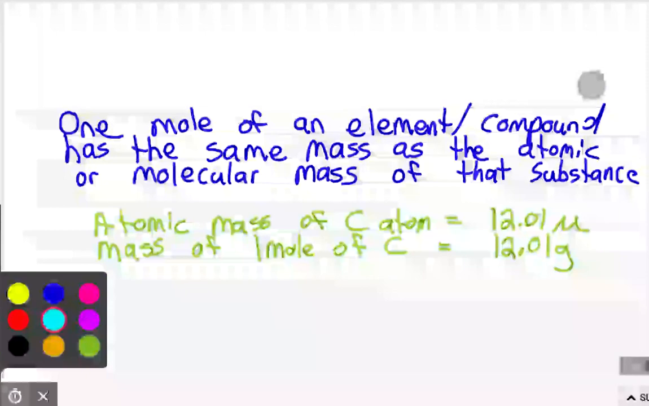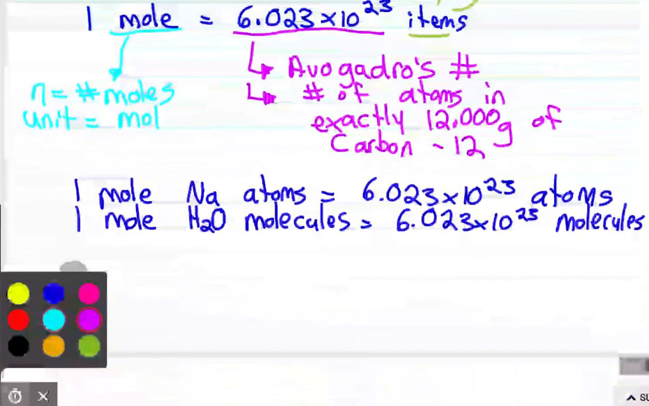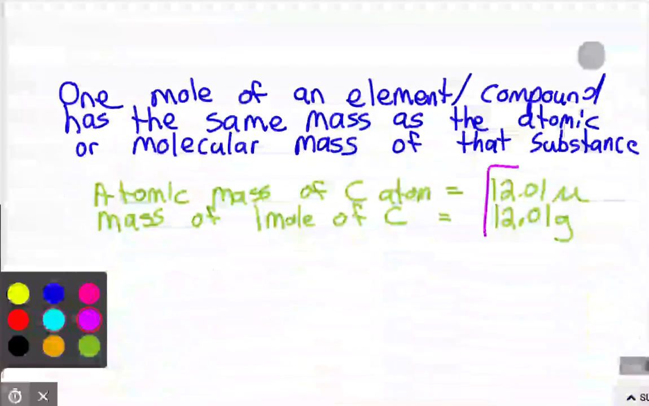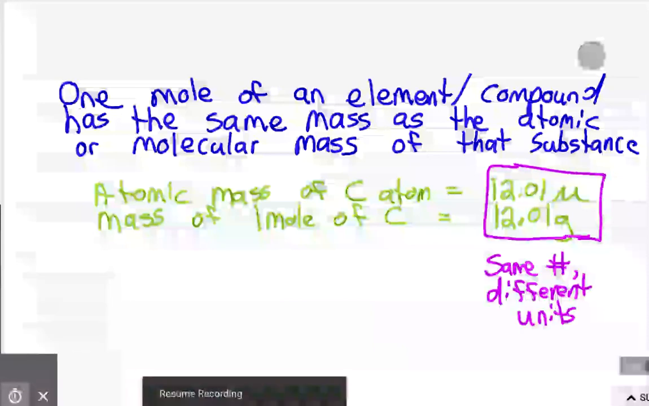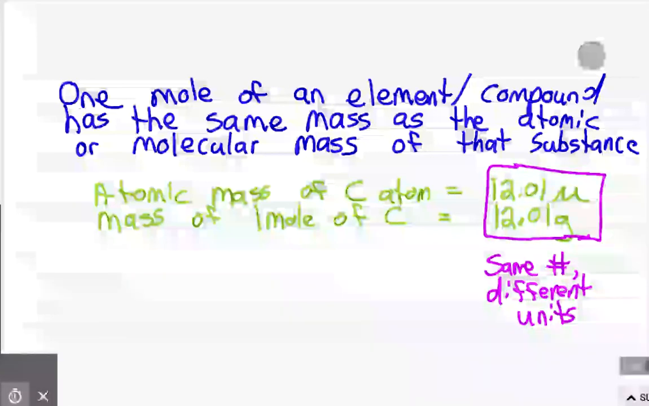So basically, it has the same number, but different units. And this is the same for any substance. The molecular mass of a water molecule is 18.02 atomic mass units. And if you measured 1 mole of water, it's going to have a mass of 18.02 grams. So the fact that there's this relationship between the atomic or molecular mass and the mass of 1 mole of the substance results in this concept called the molar mass.